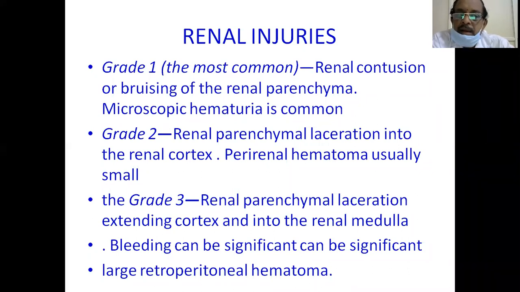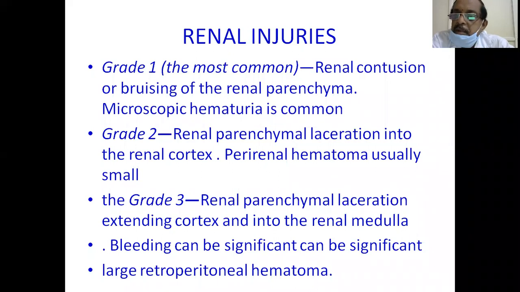Grade 2 injuries are parenchymal lacerations going into the renal cortex, limited to the cortex. A perirenal hematoma usually happens and that is small. So grade 1 is only contusion, grade 2 is subcapsular hematoma due to parenchymal laceration to the cortex. Grade 3 is parenchymal laceration extending through the cortex and into the renal medulla. There's further extension of the injury into the medulla.